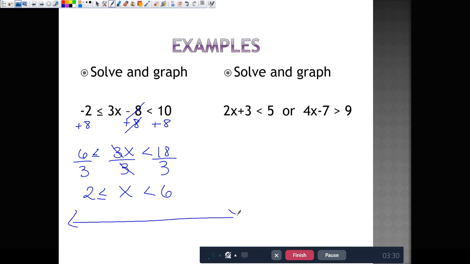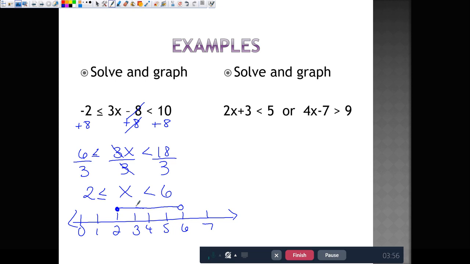So on my number line, x is greater than or equal to 2. So that means this is going to be a closed circle at 2, and x is greater than or equal to 2, so it's going to go in that direction. But x is less than 6. That's an open circle, and it's less than. Next.